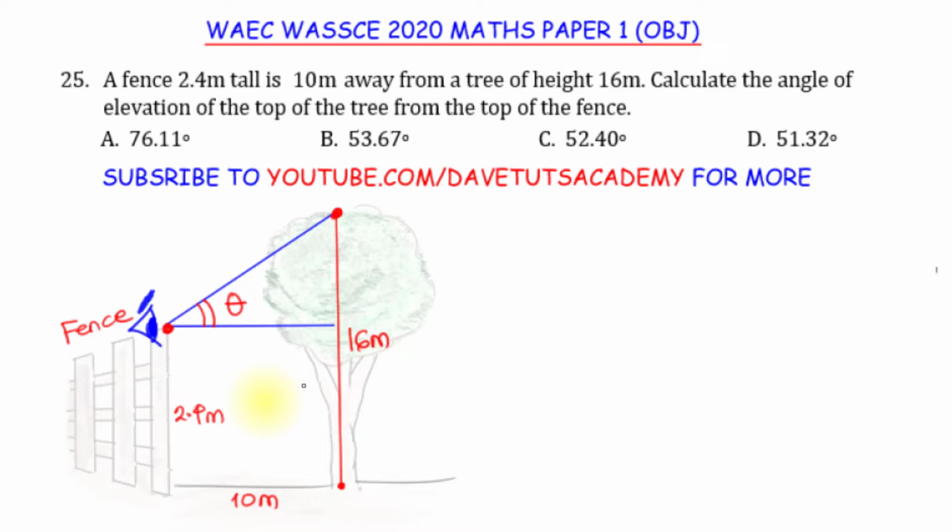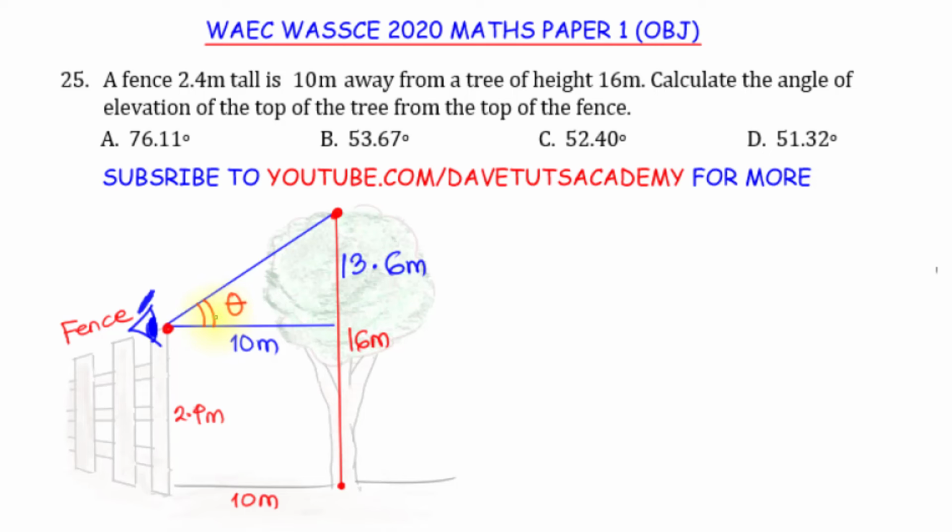So 16 meters minus 2.4 meters will be 13.6 meters, okay. And here, this particular distance from the position of the observer to the same level on the tree is going to be 10 meters, just like the 10 meters that we have gotten here. So we are looking for this particular angle.